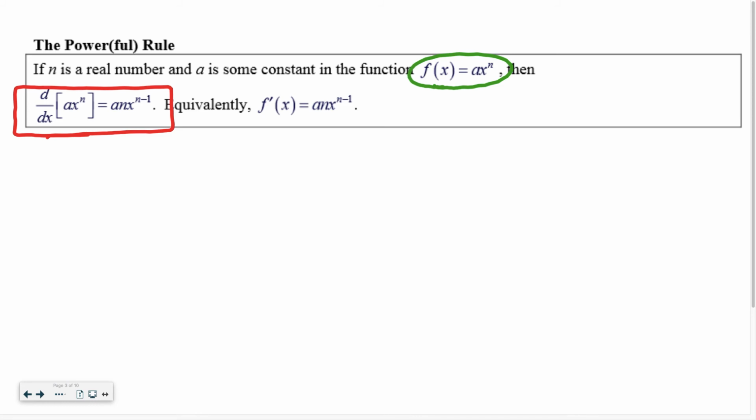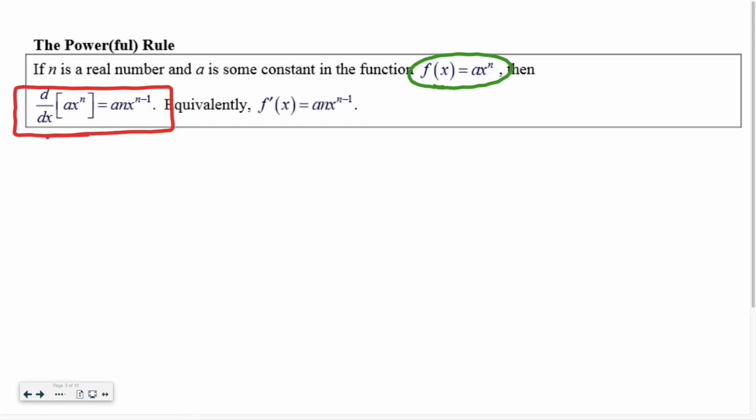Okay. If your function does not look like a times x to the n, then you cannot use the power rule until it does, if it can. Okay? A times x to a power is how your function has to look in order to apply the power rule. So some of what we do today is going to be practicing how to rewrite our function if we need to in order to be able to use it, as well as practice using the power rule.